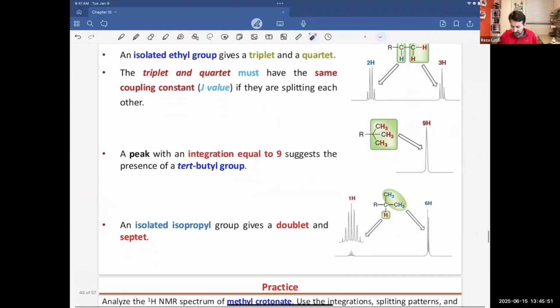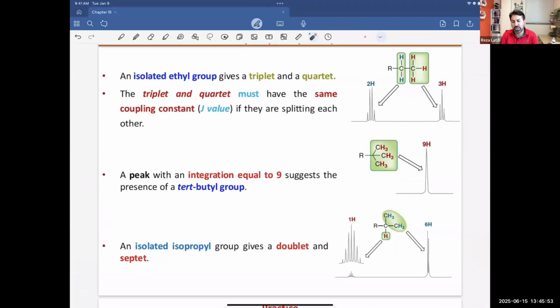Okay. Next thing is, as I said, any force that you apply to your neighbor will apply the same force back to you. And so the J value here is going to be exactly the same J value that you see for the triplet. And so the CH2, any force that you're applying to the methyl will send it back, and it will split it with the same J value.